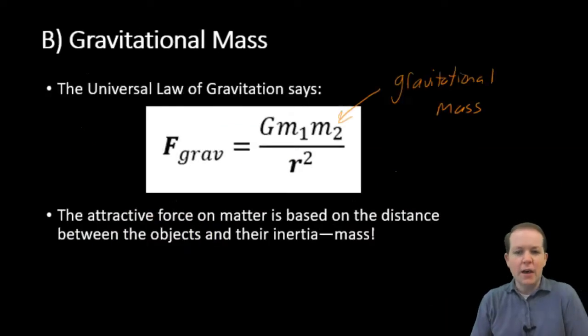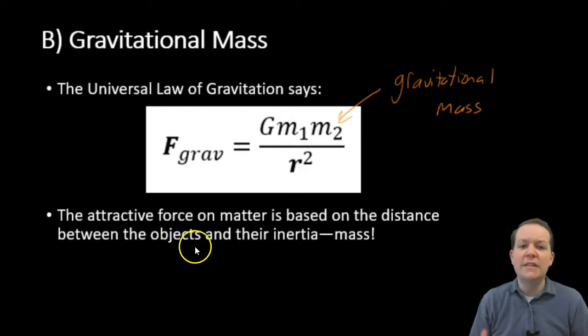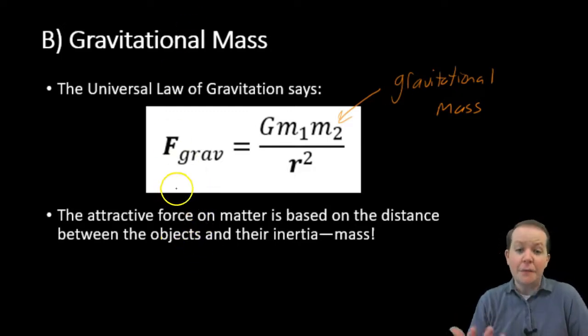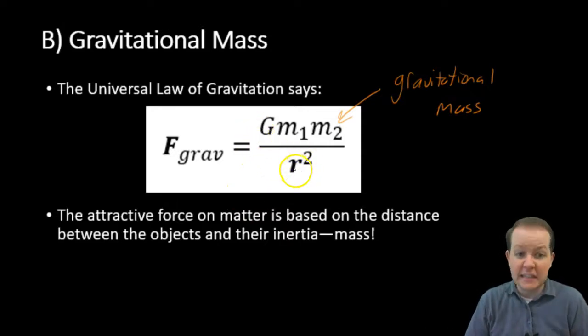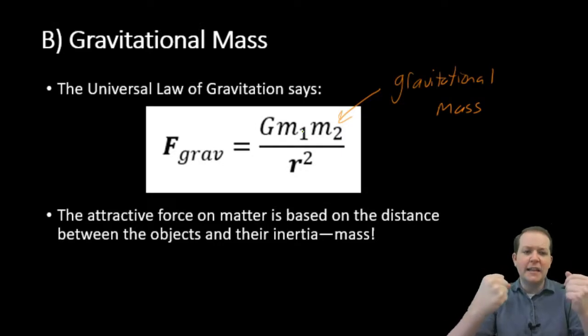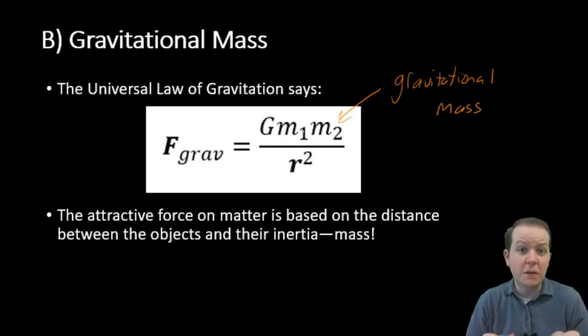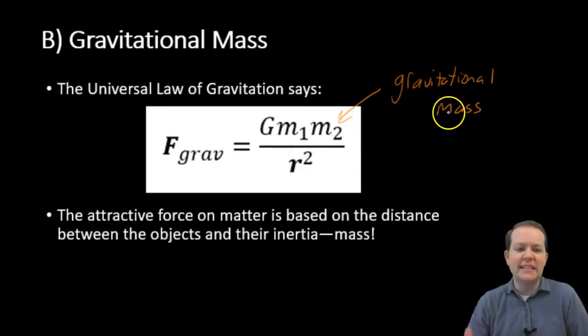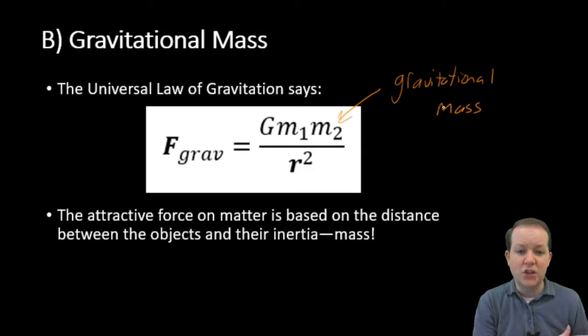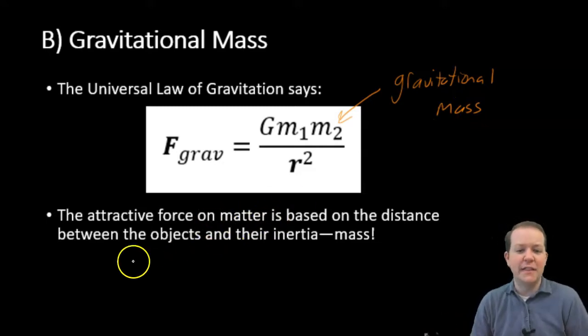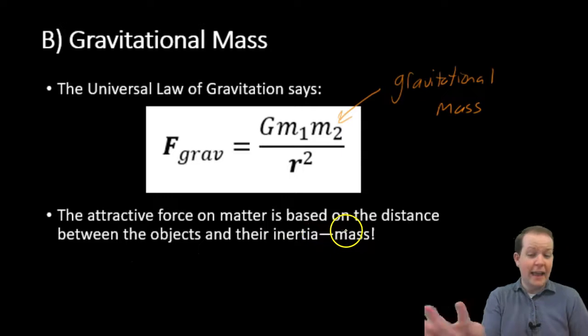This is just review. Well, in the last couple of videos, we've been using this force due to gravity equation. And for this force due to gravity equation, we learned that it's based on G, some constant. It's based on the distance between objects. It's also based on these two masses. Remember, we said that this law, or this force, I should say, comes up because two masses attract each other. There's a force between objects with mass. We say that this is gravitational mass. This is what feels a force between objects. It's based on the object's gravitational mass. The attractive force on matter is based on the distance between the objects and their mass.